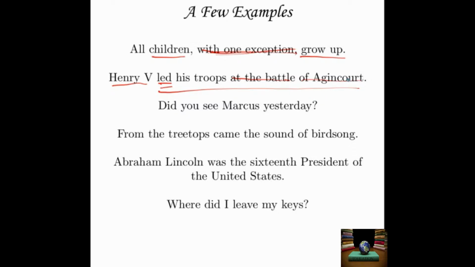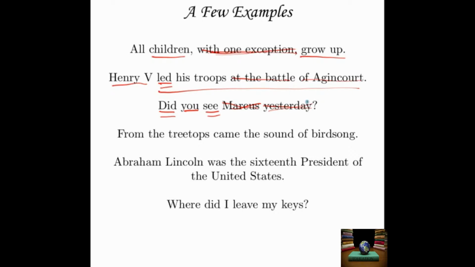Now let's take a look at the question. Did you see Marcus yesterday? Take a good look. Can you figure out the subject? That's right. It's you. You are the one being asked. You are the one who may or may not have seen Marcus. The verb is did see, and it's split apart because you very often do that in questions. Marcus is the direct object, and while he's important, he's not going to be the subject or the verb. And yesterday is just an adverb. We can leave it out if we're looking for the main subject and verb.